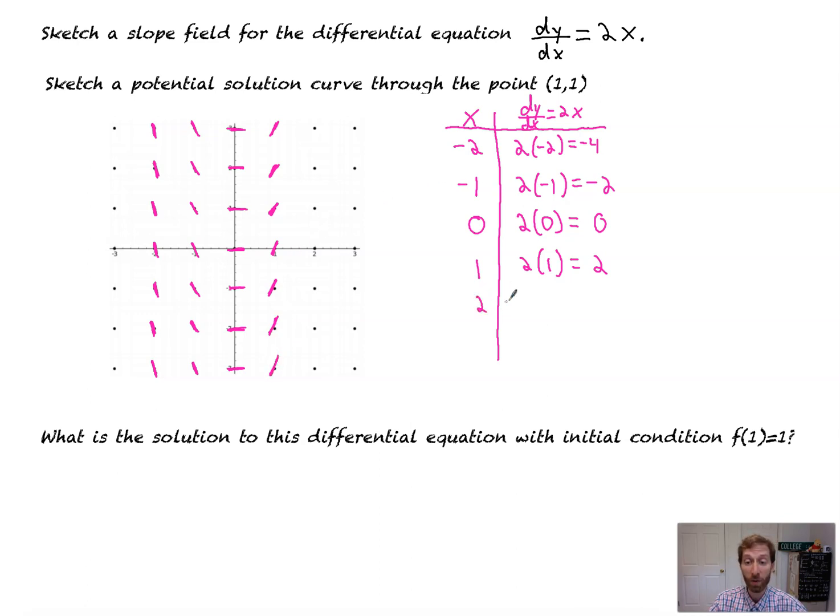And then for my final slope, at 2, I plug in 2. So it's 2 times 2, which is equal to 4. And that gives me a steeper slope. So I just want to make sure that these lines are steeper than the last ones that I just drew. Just draw them in there like that. And we're good.